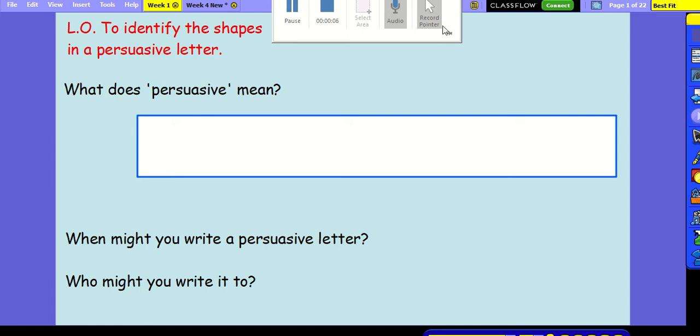So we are learning about a new type of text this half term. We are learning about persuasive letters. So I would like you to pause this video for a moment and just have a little think. What does persuasive mean?